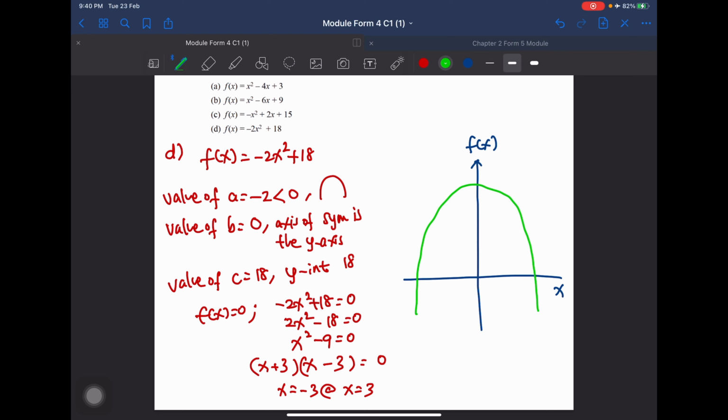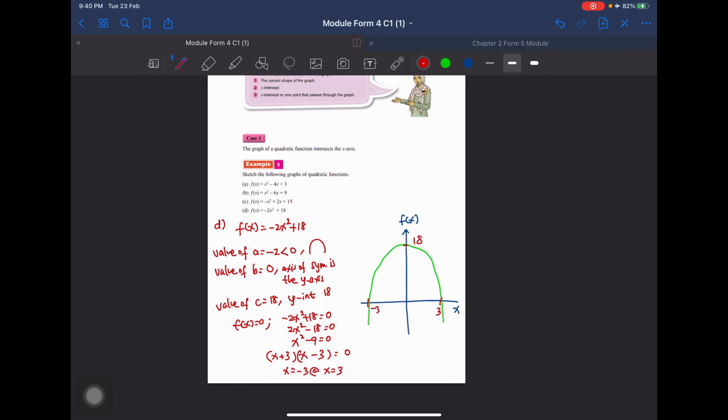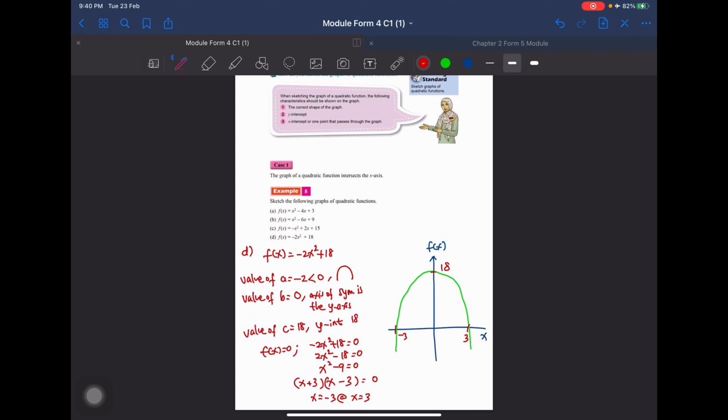Okay, so over here is -3, over here is 3, and over here is 18. Awak buat cantik-cantik lah graf. Okay, so settle for sketching the graph. So far I think simple saja ni, tak ada yang susah pun. You just follow step by step.